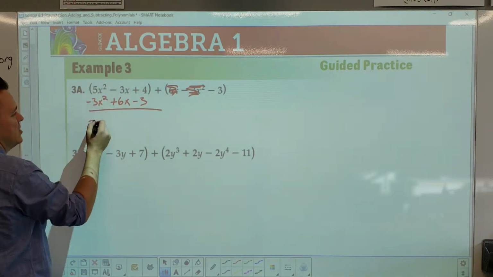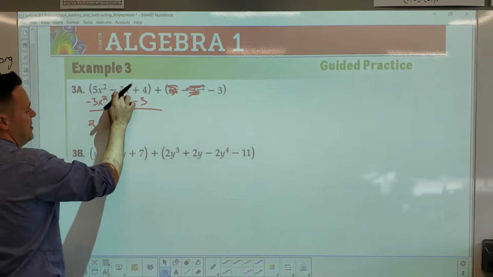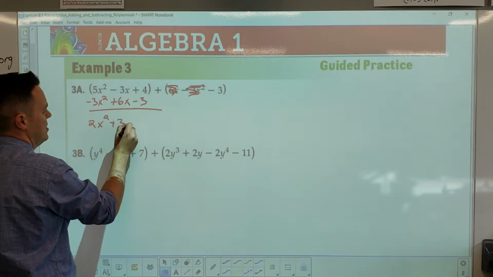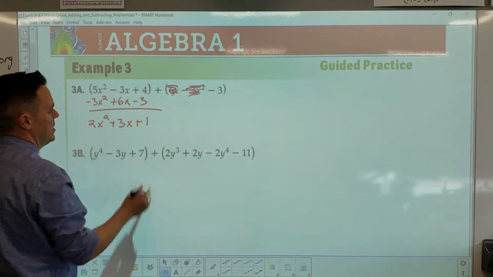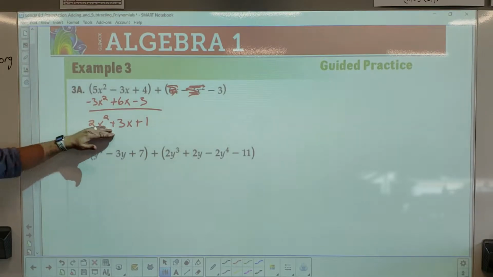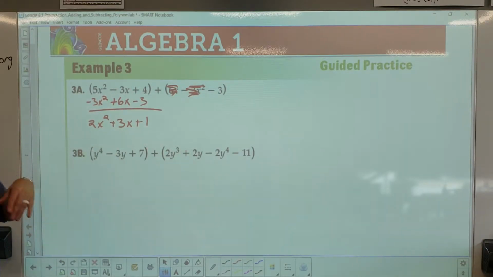So 5 minus 3 is 2x squared. And then negative 3 plus 6 is plus 3. And then this is going to be plus 1. Okay, so know that aspect as you walk along. It's already set up in standard form for you. So this is how you would finally answer it.